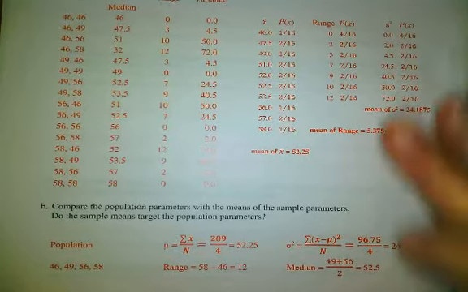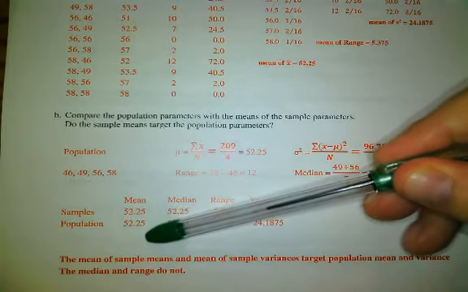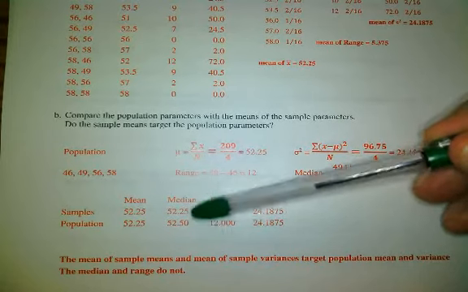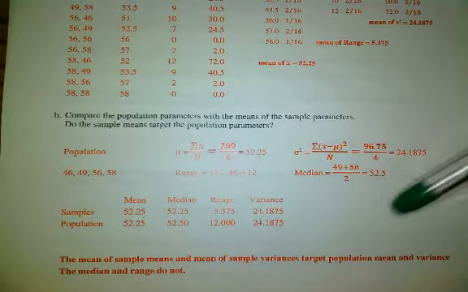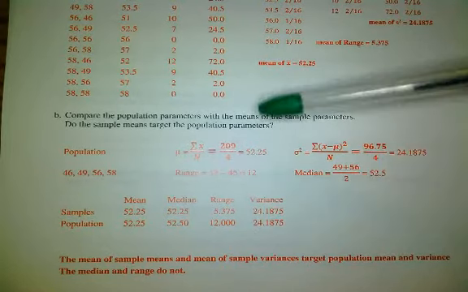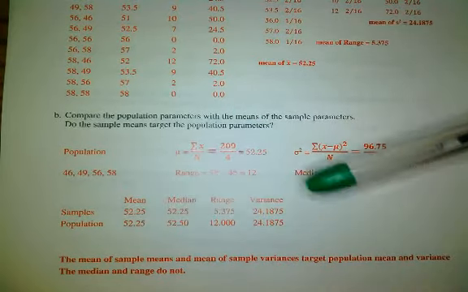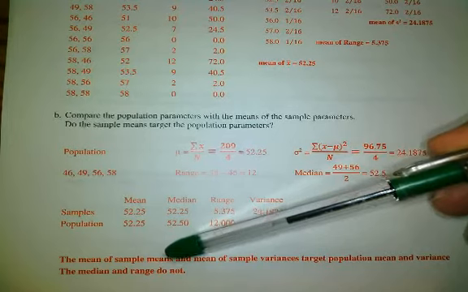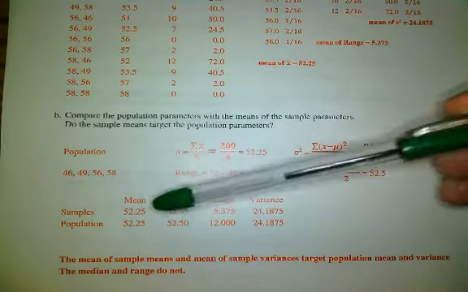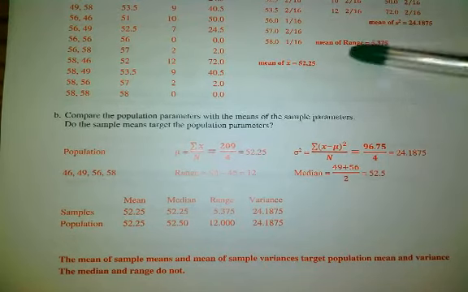Okay, now, how do these compare? Well, for the means, the same thing. Medians, not the same thing. Range, not the same thing. Variance, the same. So, this is an illustration of how the mean and the variance for the population matched the mean of the sample means and the mean of the sample variances, the things that we got up here.